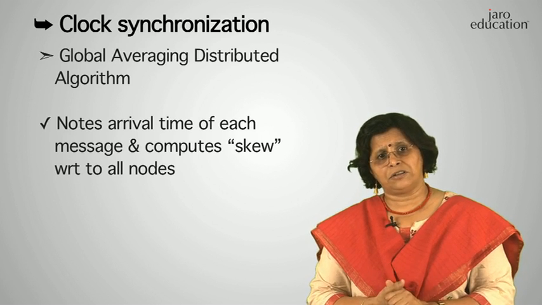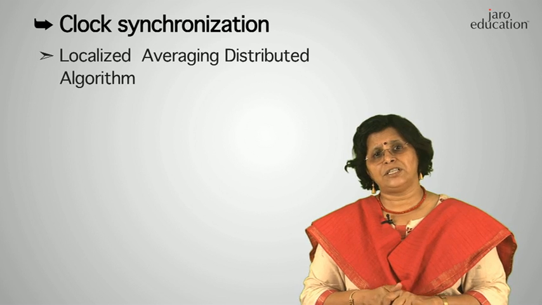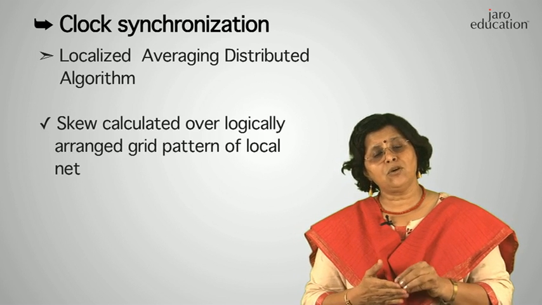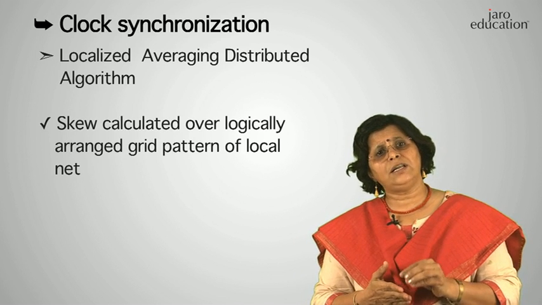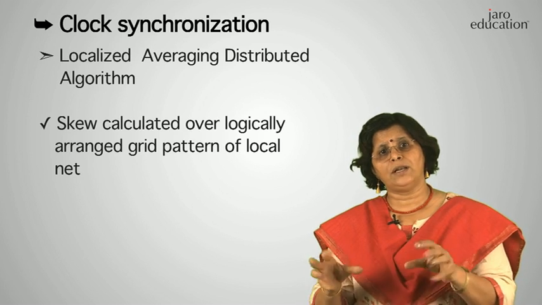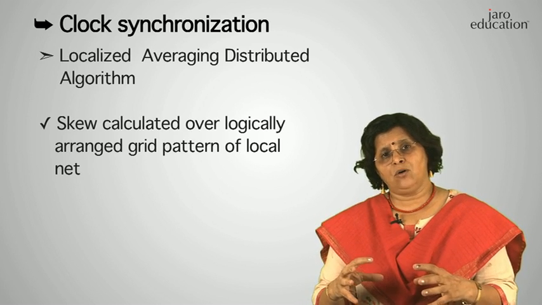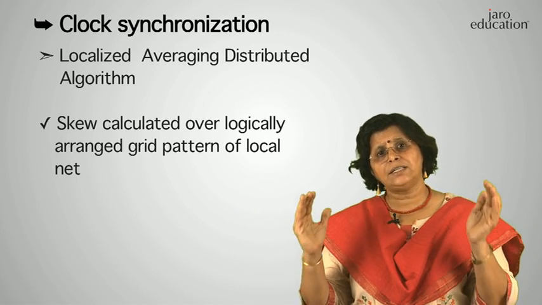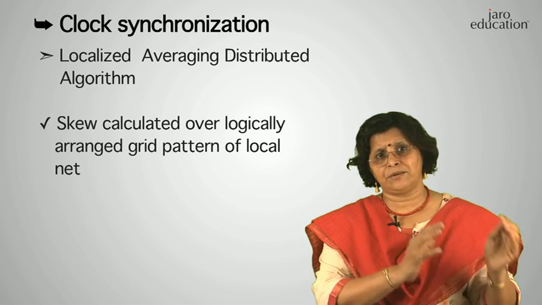In the other algorithm, which is called the local averaging distributed algorithm, the skew is calculated over a logically arranged grid pattern of the local network. So instead of traveling over the entire network, I divide this distributed system into small subnetworks.